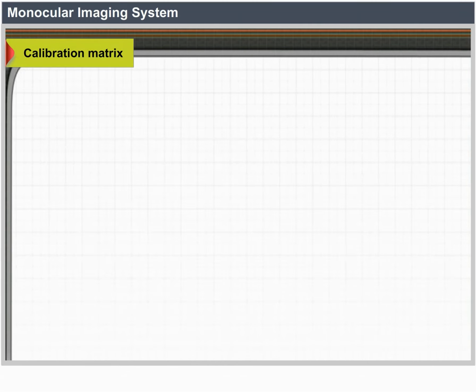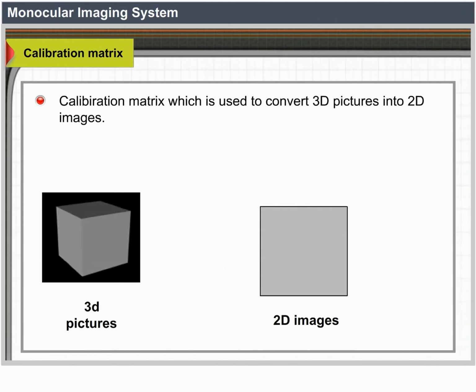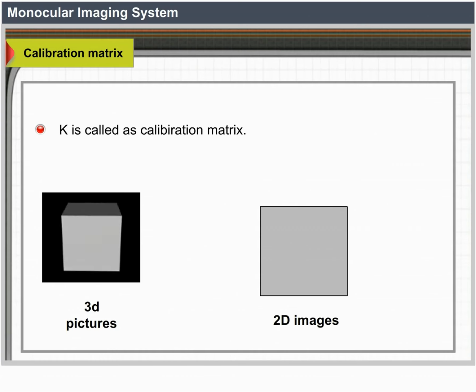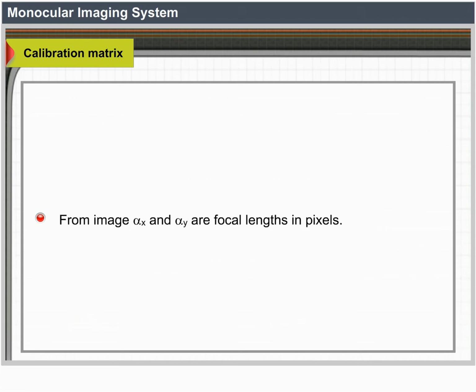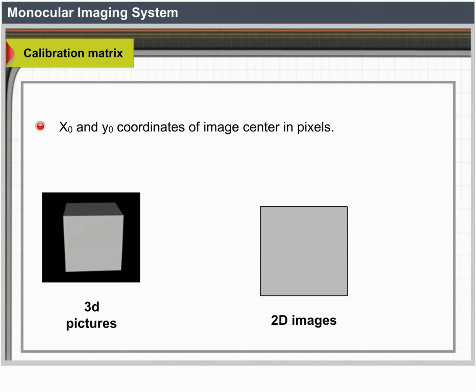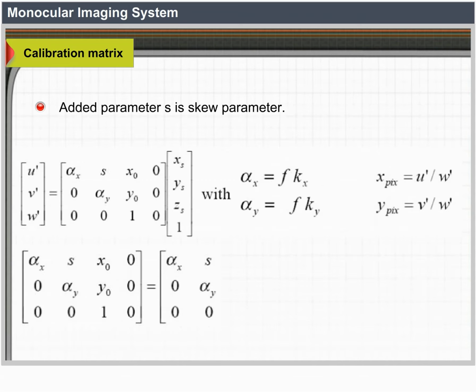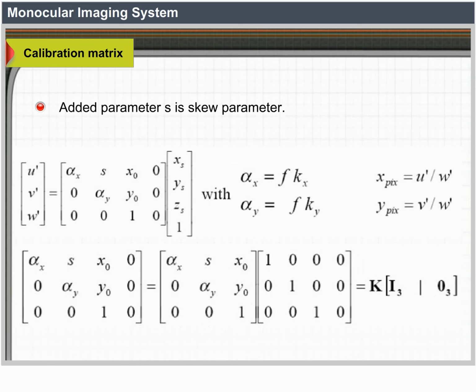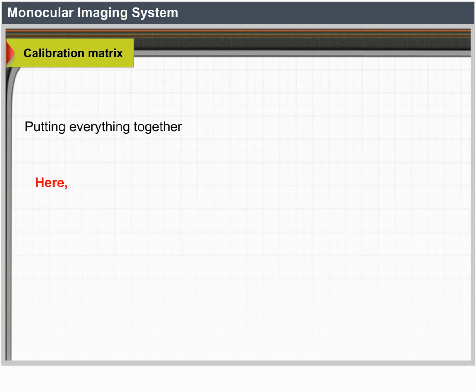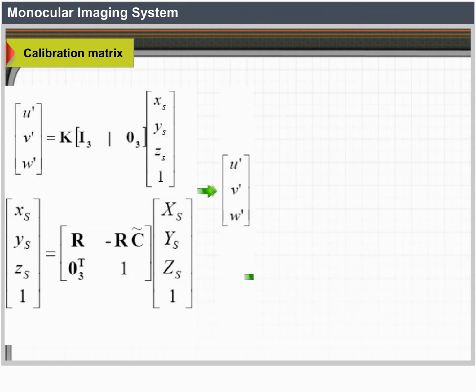Calibration matrix, which is used to convert 3D pictures into 2D images. K is called the calibration matrix. From the image on screen, alpha x and alpha y are focal lengths in pixels. x0 and y0 are coordinates of the image center in pixels. The added parameter s is the skew parameter. Please refer to the matrix on screen. Putting everything together, here x equals PX. The calibration matrix is shown on the screen.